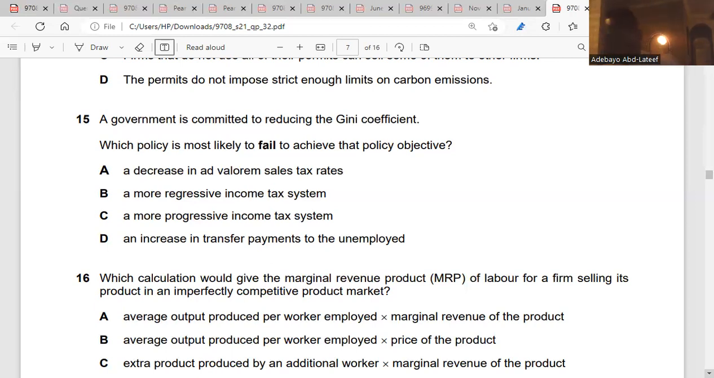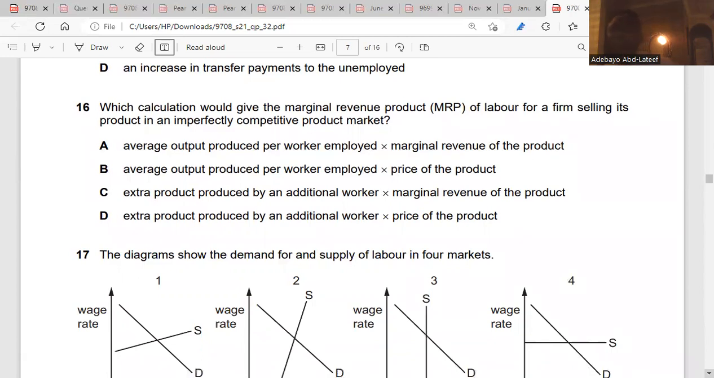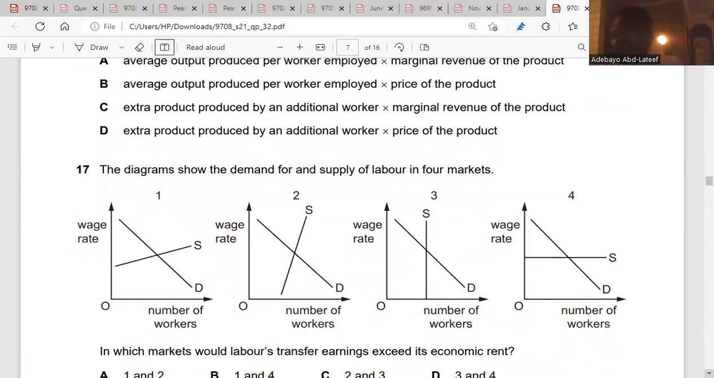Clear. Question 16. Which calculation would give the marginal revenue product, MRP, of labor for a firm selling its product in an imperfectly competitive product market? Average, no. It's always extra for marginal. So we check the extra product produced by an additional worker multiplied by the marginal revenue of the product, not the price of the product, the revenue of the product. We talked about it yesterday too. So the answer is C. Question 17.